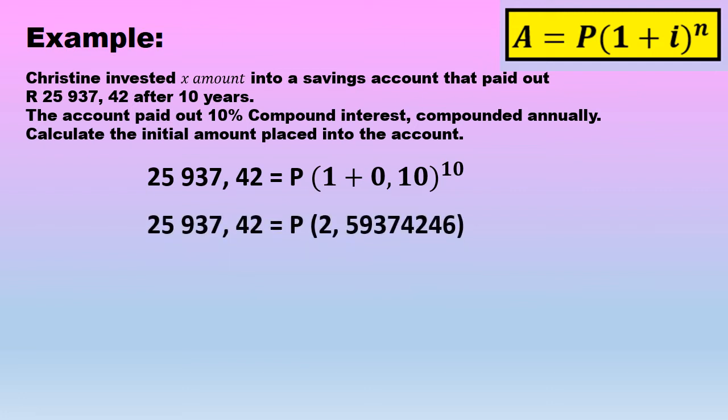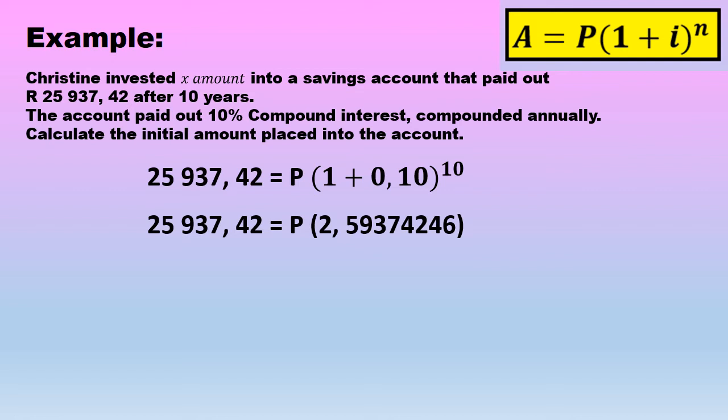Now, I would like to encourage you to keep as many digits or as many decimals as you can, because that will bring you closer to the real answer. Okay, so when you simplify that bracket, you will see then that simplified is 2.59374246. Okay, but we are finding P.